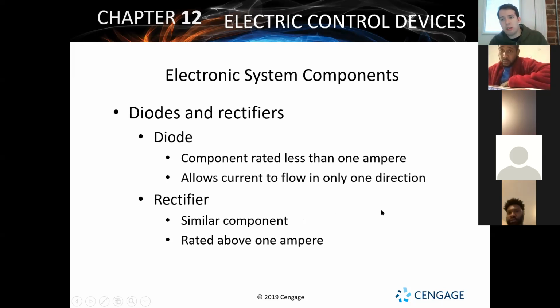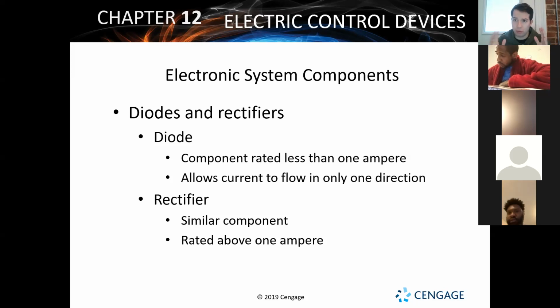Now, the thing that is more common nowadays is we're going beyond just including a semiconductor as our means of control for this electrical flow. Now we use things like diodes and rectifiers. They're both very similar to each other. Basically, a diode is going to make it so that the current flows in one direction.